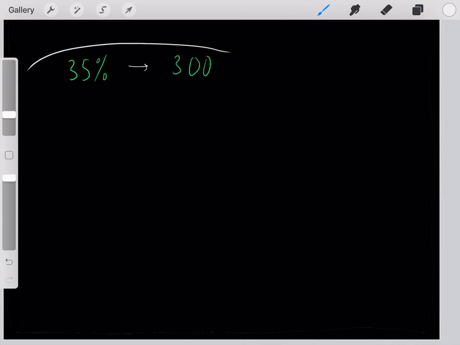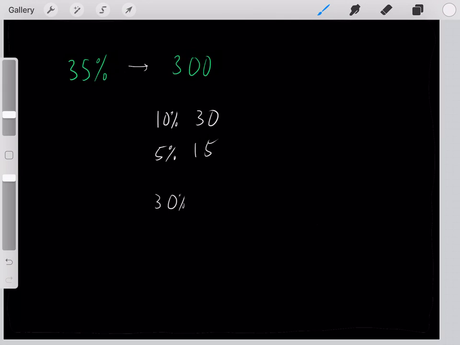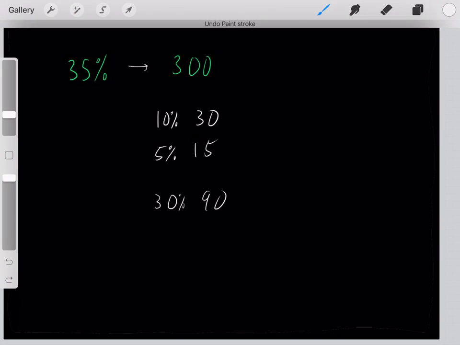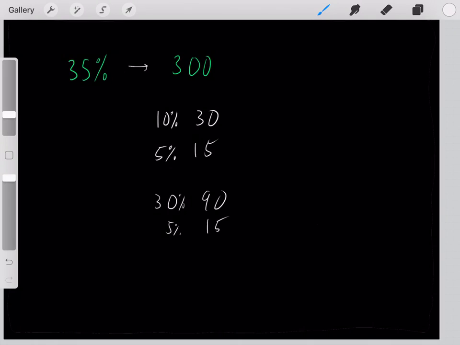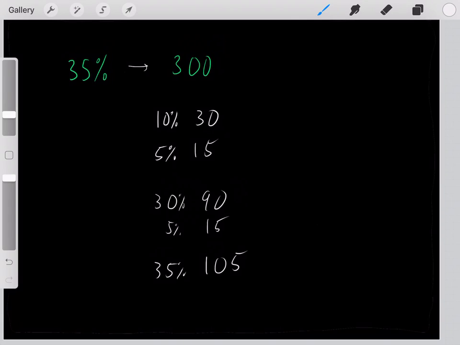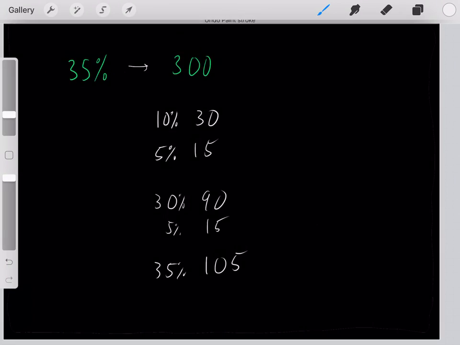So let's do another example. What if we're asked for 35% of 300? Well, again, we know 10% is 30. So therefore, 5% is 15, because if 10% is 30, 5% is 15. So we know 30% would be 90, since 10% is 30. And 5% again is 15, so 35% would clearly be 105. So 35% of 300 is 105. So again, when you have one of these problems, first find out what 10% is, and from that 10%, you can find out everything.